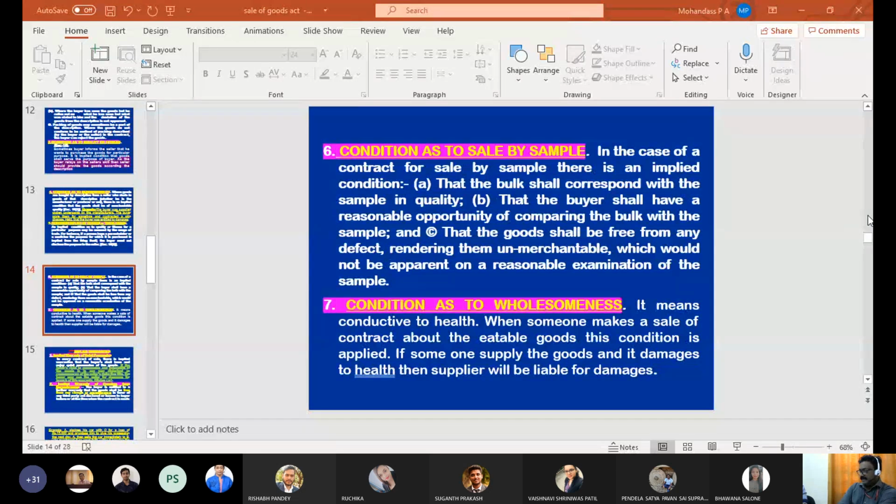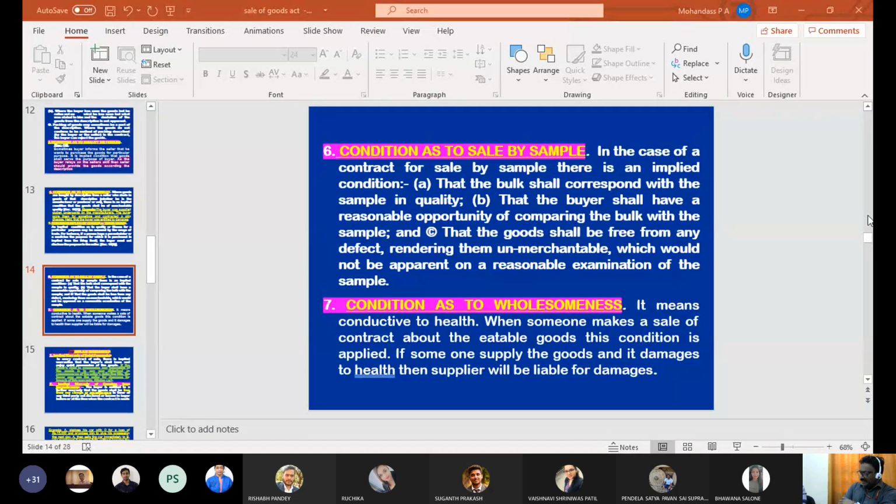There has to be parties, bilateral. Buyer and seller should be there. Second, the subject matter of sale should be movable goods. Third, there has to be a consideration. Fourth, all the essential elements of the contract should be present in the sale. Consideration of all those facts. Then if it doesn't, there are conditions we have to.